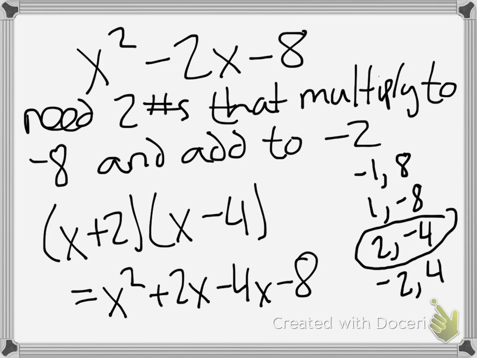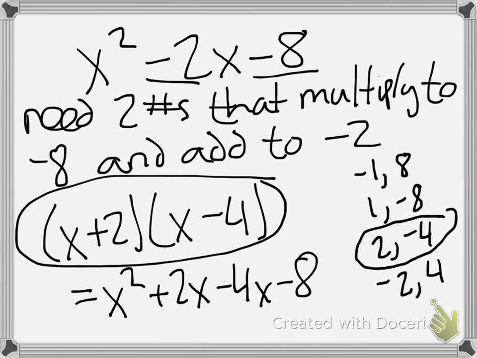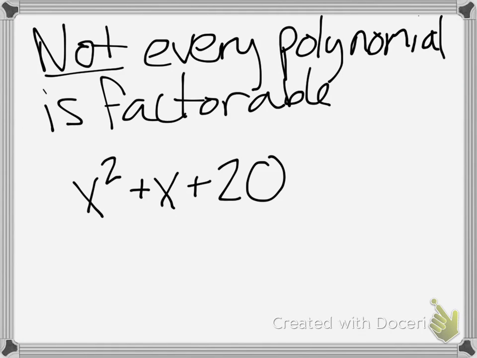Okay? So whatever the signs are on my b and my c, I have the same technique for factoring it. I find two numbers that multiply to my constant term, whatever its sign, and that add to my x coefficient, whatever its sign.